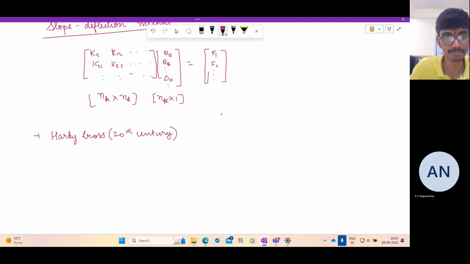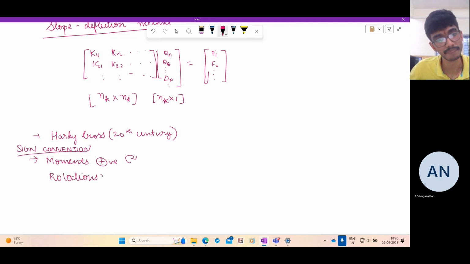As with any other displacement-based method, the sign convention is as follows. Moments are positive when they are clockwise. Rotations are positive when they are clockwise. And if it is anti-clockwise, they are negative. For this method, what is the key idea? The key idea is that it is a method of successive approximations. So we do successive approximations.